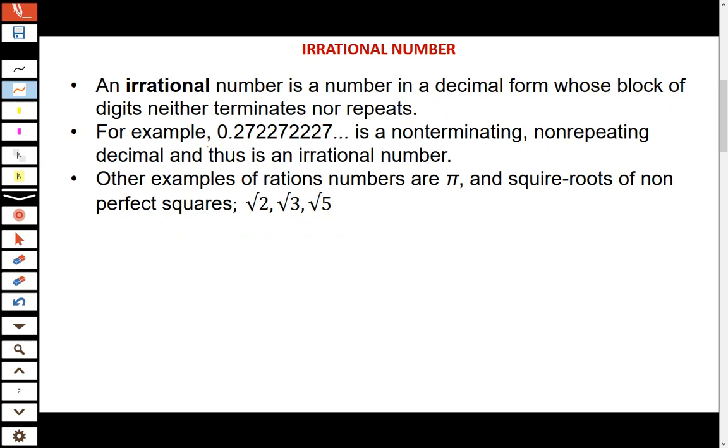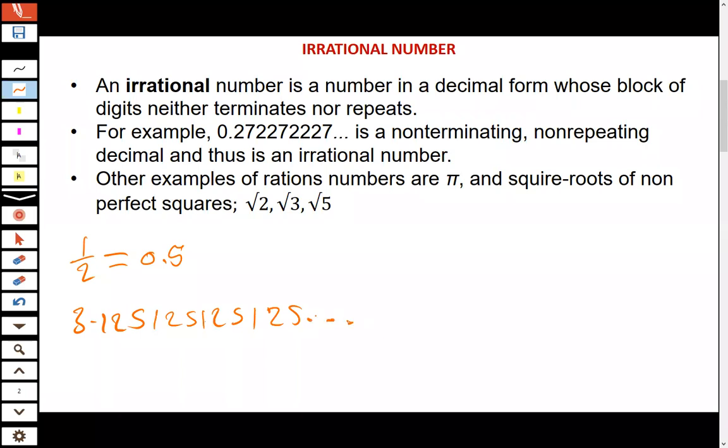Remember, when we were looking at rational numbers, we said they can either terminate or repeat. A terminating rational number, for example, is 1 over 2, because when you divide 1 by 2, you get 0.5. So this number has an ending. Then we also have repeating rational numbers, for example 3.125, 125, where 1, 2 and 5 keep repeating. It keeps on going like that. So these are repeating rational numbers.